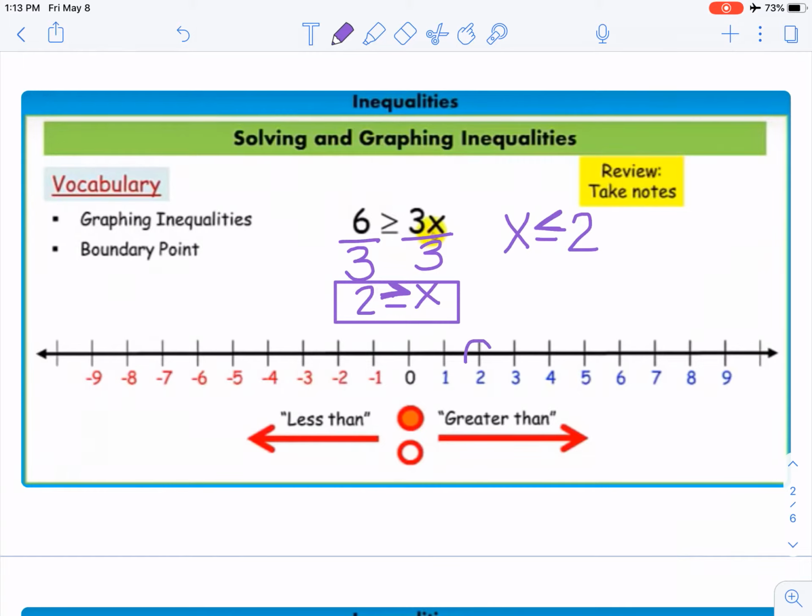My boundary point in this case is 2. It says that my x values this time are less than or equal to 2, so I can shade in and make a closed circle since 2 is included in our answer, and shade in the smaller direction. So down toward the negative numbers that are less than or smaller than a positive 2.